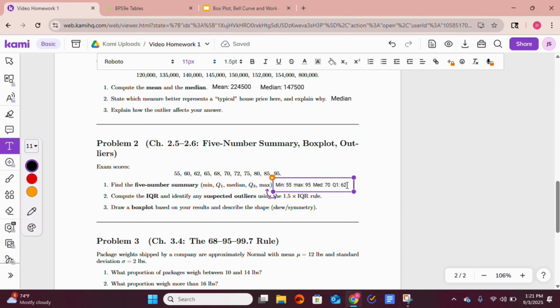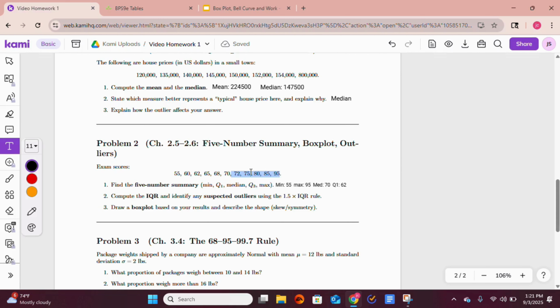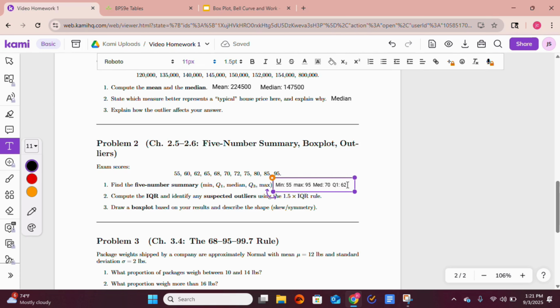We can find Q3 the same way, except we are just focusing on the right side. So if we just look at these numbers, we can see that 80 is in the middle. So that is going to be our Q3.